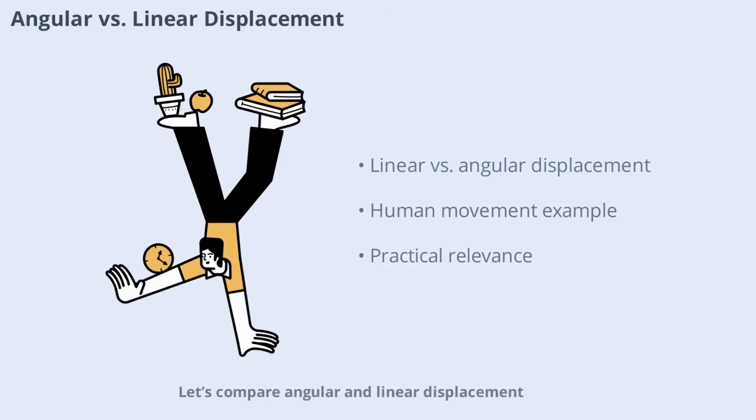Let's compare angular and linear displacement. Linear displacement refers to the straight line distance between 2 points, while angular displacement measures the angle through which an object rotates. In human movement, both types of displacement are important. For example, when you kick a ball, your leg experiences angular displacement at the hip and knee, while the ball travels a linear distance across the field.